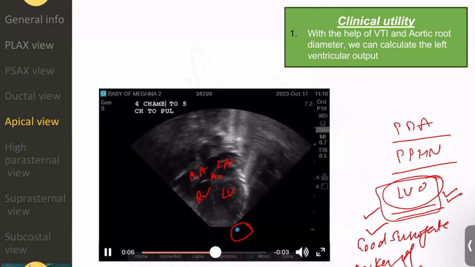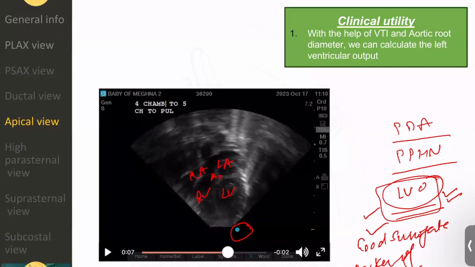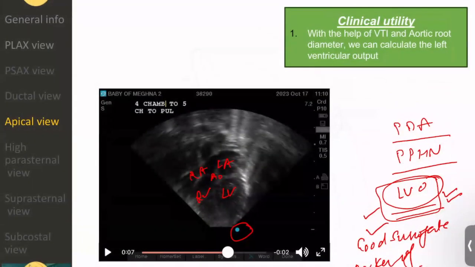Just a minute. Okay, so you open this. Give me 1 minute. Okay. I will remove this. So this is the pulmonary artery, which is arising from the RV.